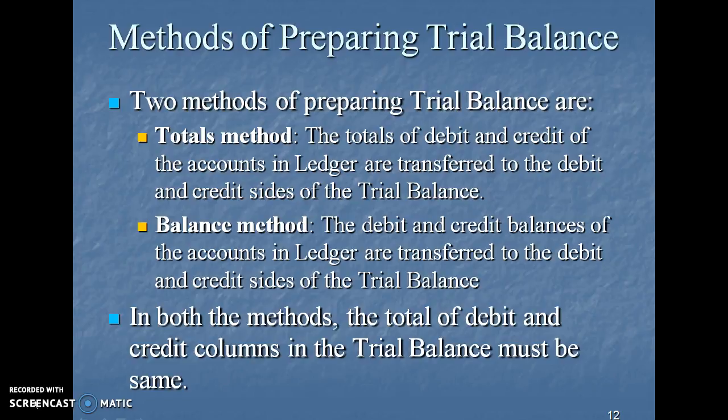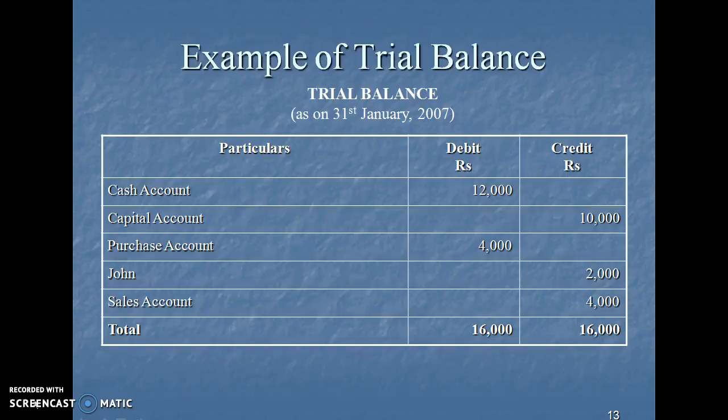There are two methods of preparing trial balance. The total method, under which the totals of debit and credit of the accounts in the ledger are transferred to the debit and the credit side of the trial balance. For example, capital will be transferred to the credit side, whereas cash will be transferred to the debit side. Whereas in the case of the balance method, the debit and the credit balances of the accounts in the ledger are transferred to the debit and the credit side of the trial balance. In both the methods, the totals should be equal.